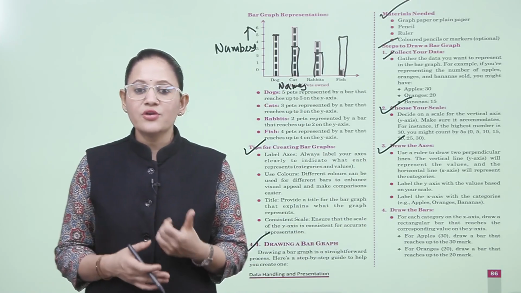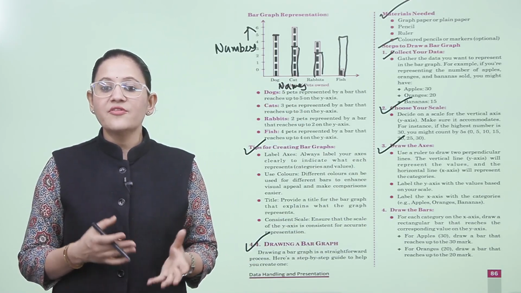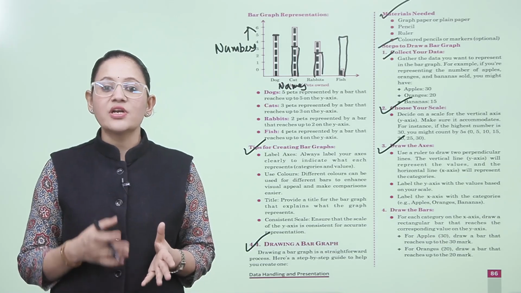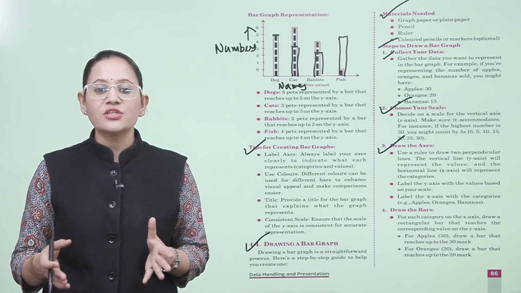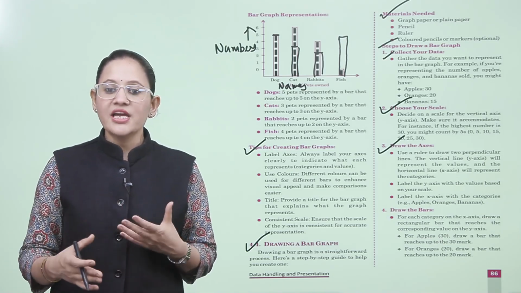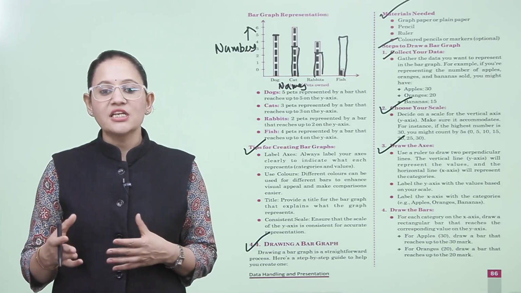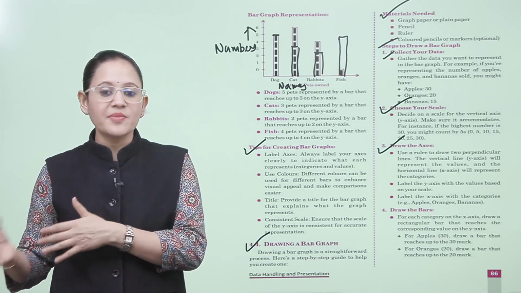Next, draw the axis. For drawing the axis, use the ruler to draw perpendicular lines. The vertical line, that is the y-axis, will represent the values, and the horizontal line, that is the x-axis, will represent the categories. Label the y-axis with the values based on your scale. Label the x-axis with the categories, like here apple, oranges and bananas.